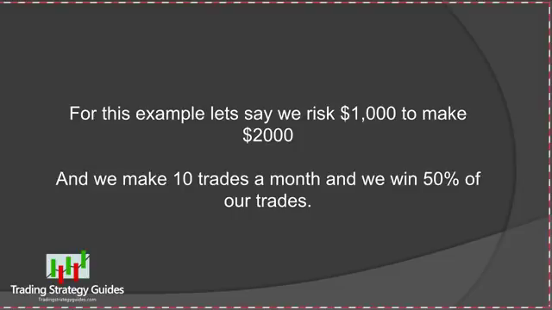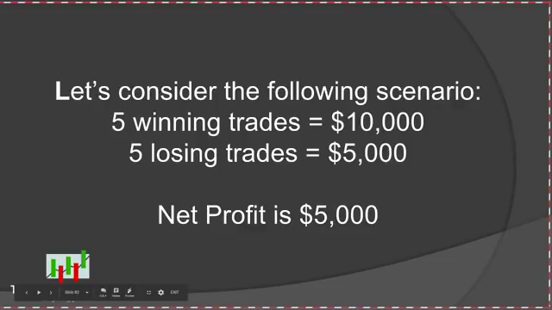So let's say you risk $1,000 on a trade, and then your goal would need to be $2,000. So you risk $1,000, you make $2,000. That would be the minimum. And now you take 10 trades a month with a 50% ratio. What would that look like? Well, here's what it would look like.